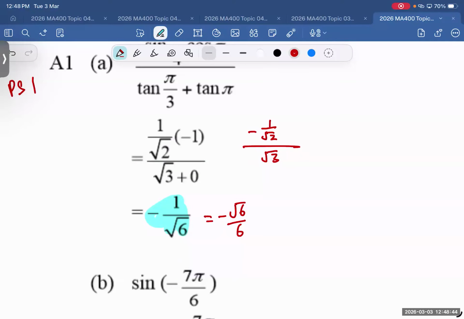Okay. You get answer as square root 3 over 2 or something. Okay. So it's just a small thing.